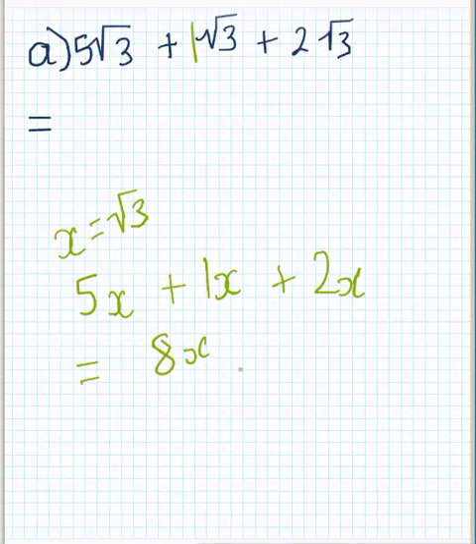And that would be our final answer. But instead of x, we have the square root of 3. So our answer will be 8 square root of 3. I have 8 of these, and that's all we're doing. So always check your operation, because if you have addition or subtraction, you can only add the like terms, the same surds. And sometimes you have to make sure they are simplified into surds, and then continue from there.